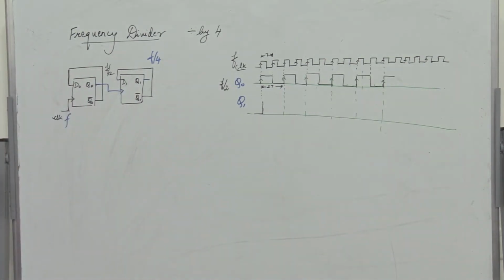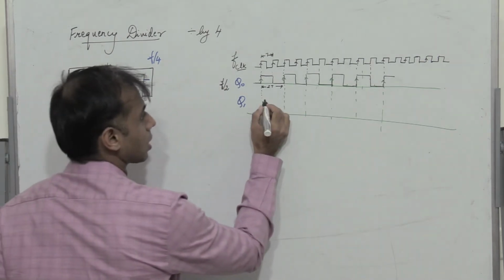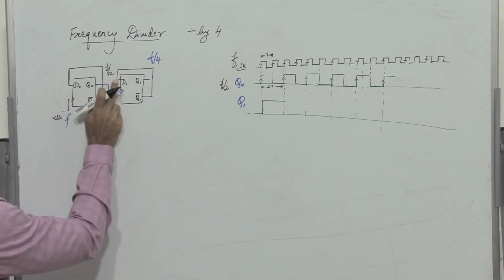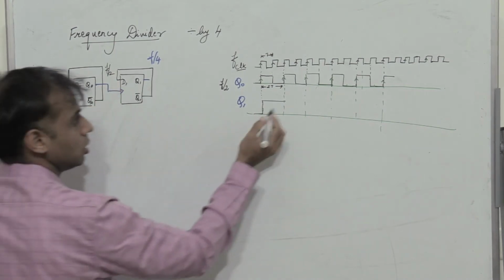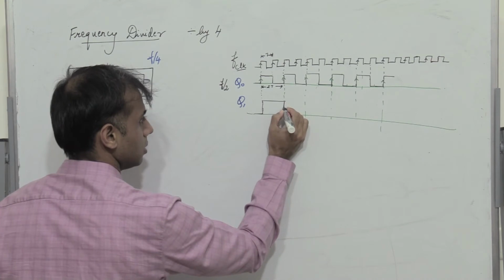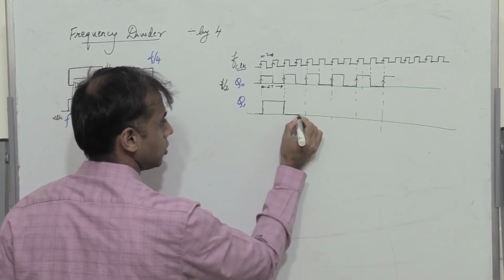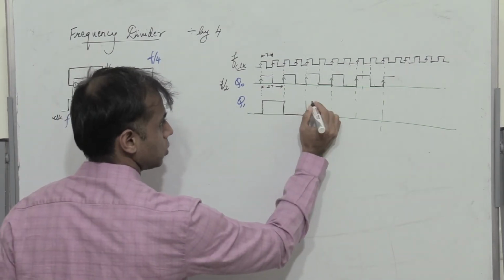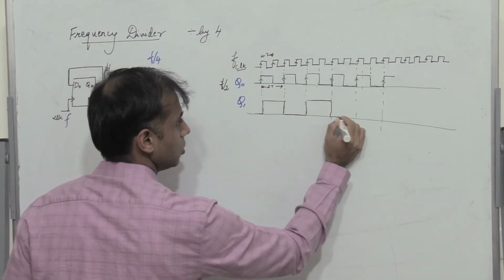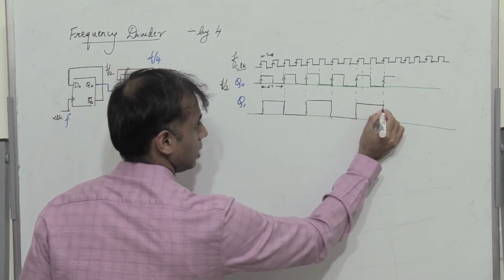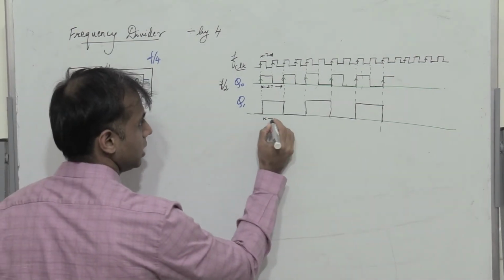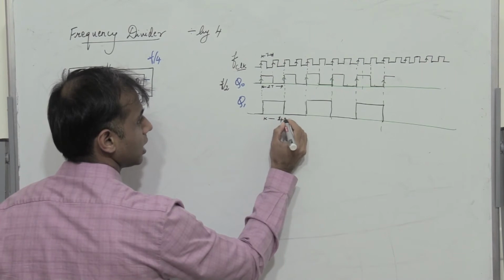So during the next rising edge, Q1 is 1, so Q1 bar is 0, so I have 0 coming in here. Therefore, during the next rising edge, Q1 changes its state from 1 to 0. And then during the next rising edge, it changes from 0 to 1, and then 1 to 0, then 0 to 1, and then 1 to 0, and this process continues. So we observe that the time period is 4 times t.